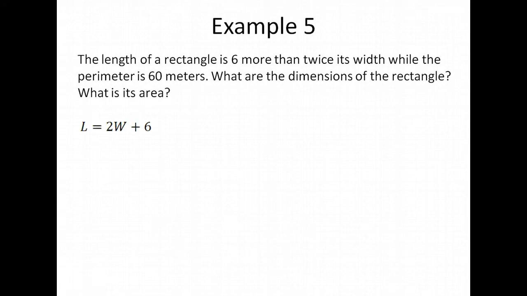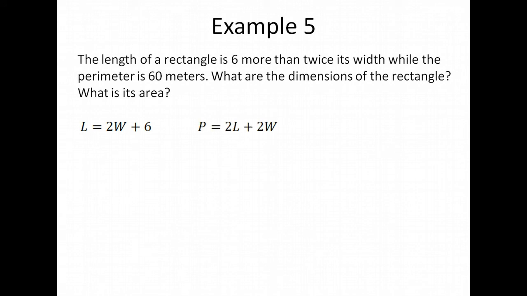First thing you want to do is establish a base here which says that L is equal to 2 times the width, because it said it was twice its width, plus 6 because it was 6 more. So L is equal to 2W plus 6.